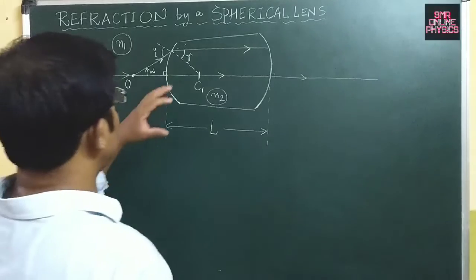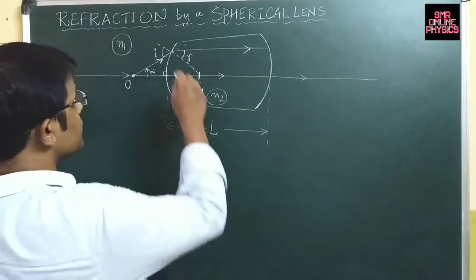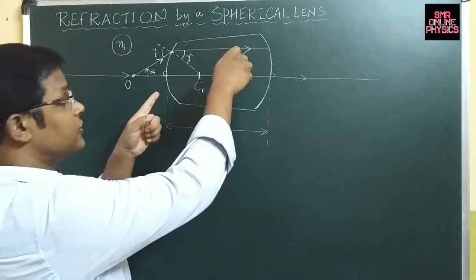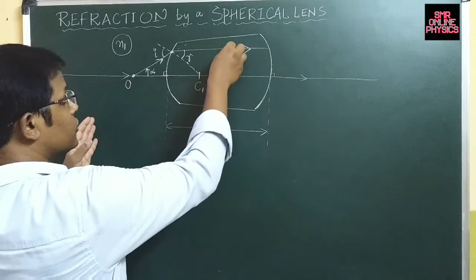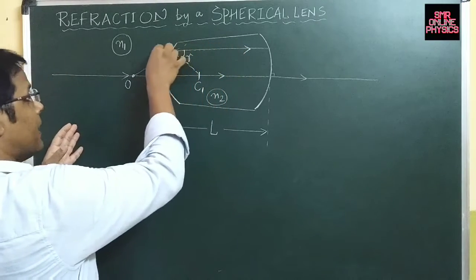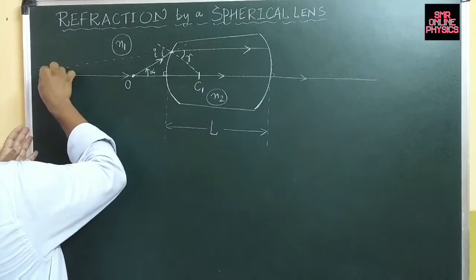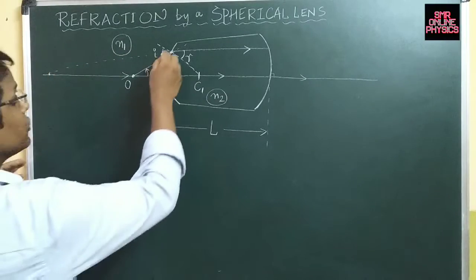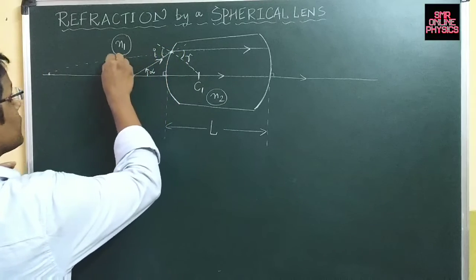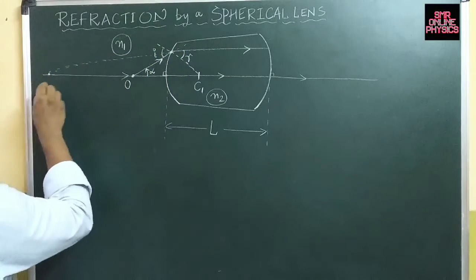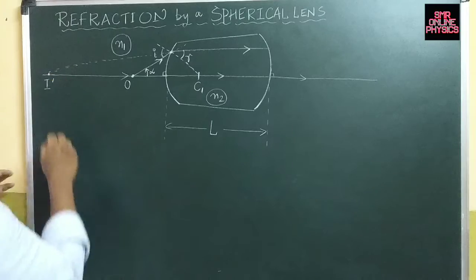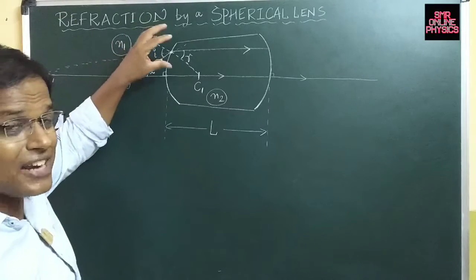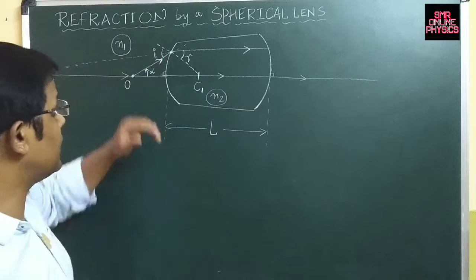Now this ray is the refracted ray from the first surface. When produced backwards, it meets at some other point. This is where a virtual image of this object is formed because of the first refraction, a single refraction happening at the first surface.